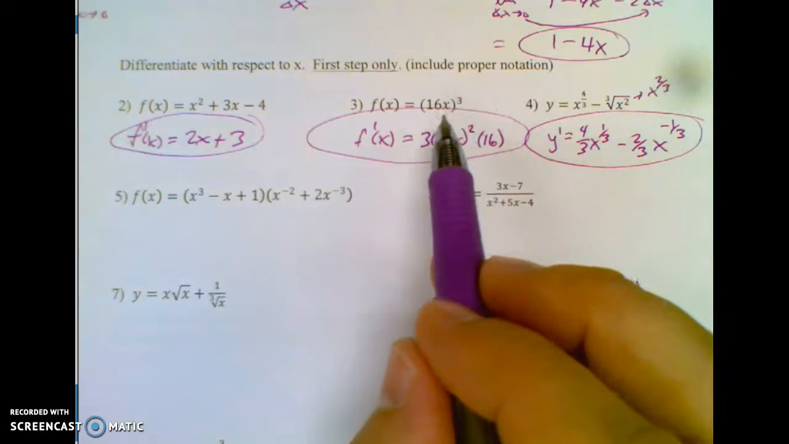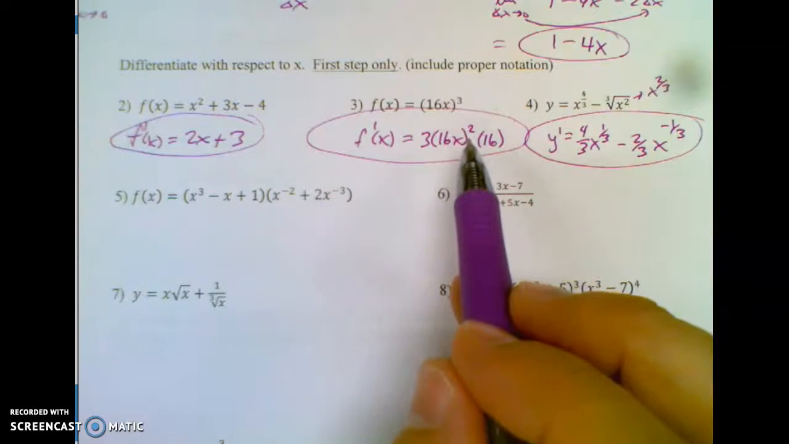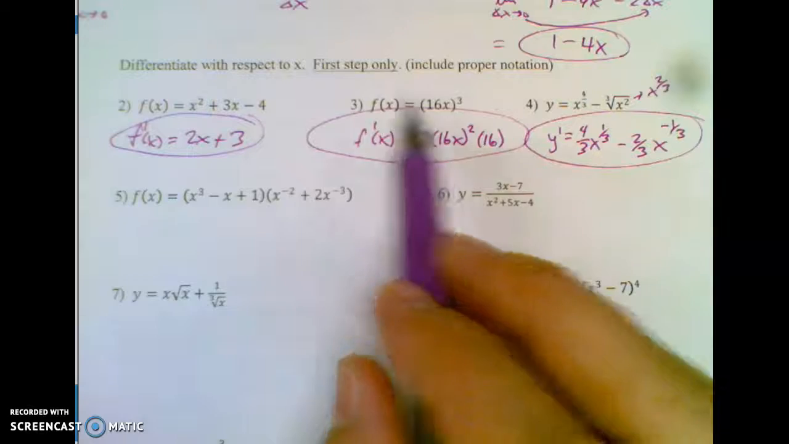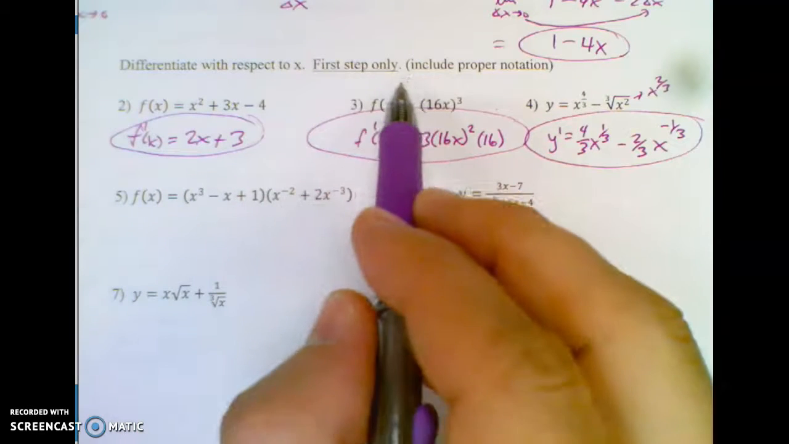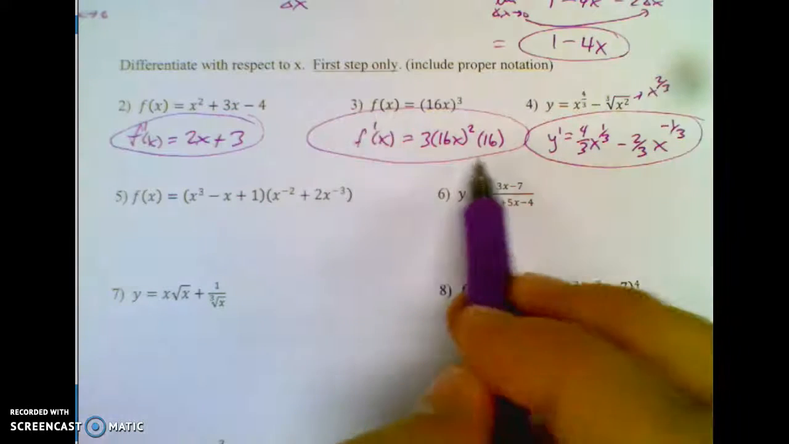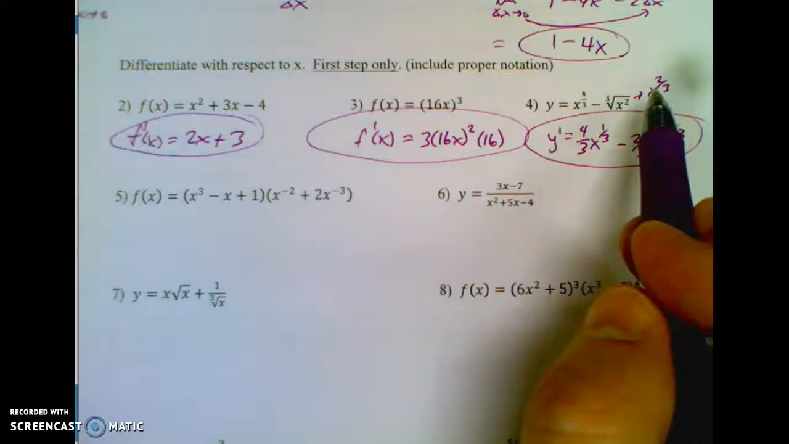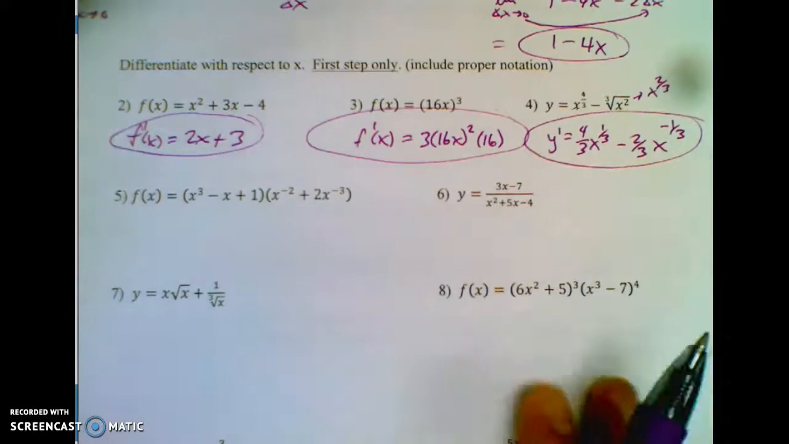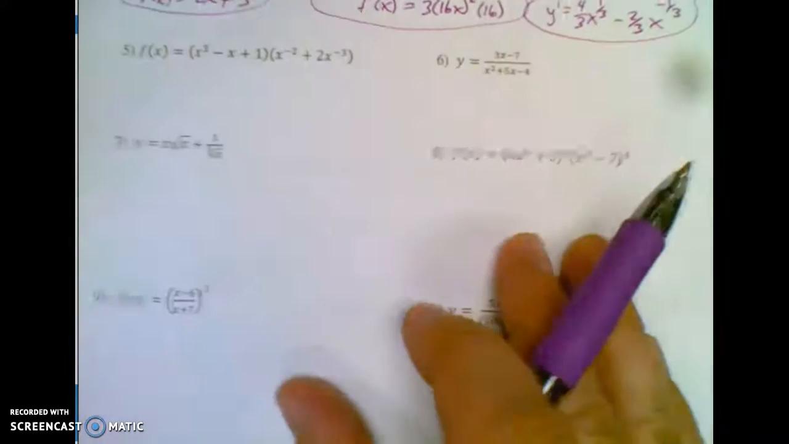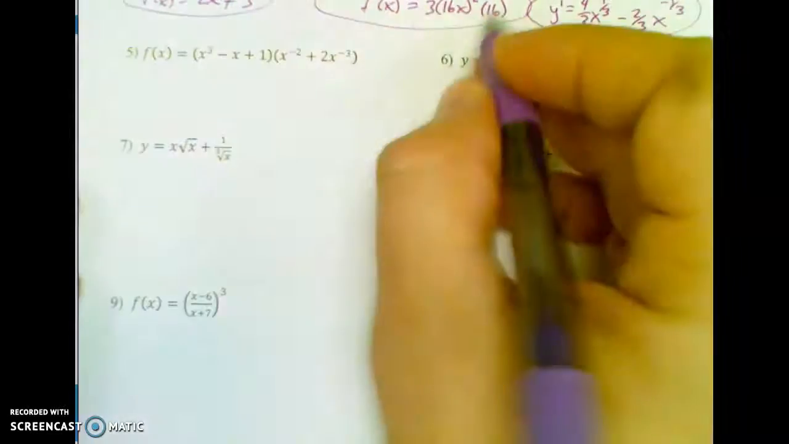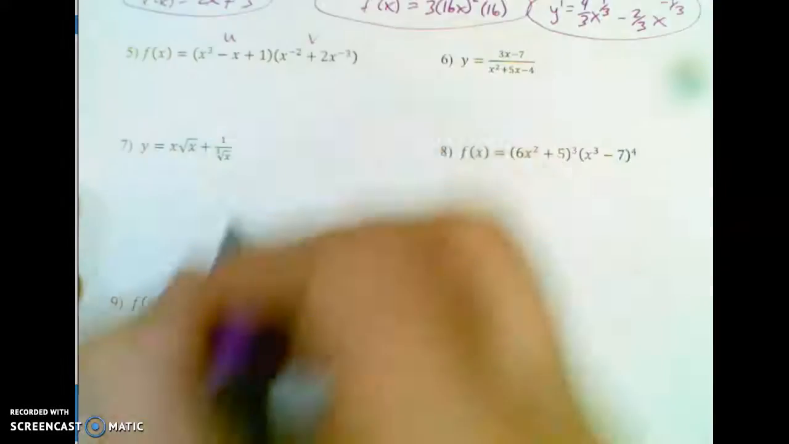This one you could have cubed it out if you wanted, and then gotten it. But it says first step only, just like your test will. So if I do ninja rule, really easy. Then this one, make sure you rewrite it before you do your derivative rules. All right, now to the interesting stuff. That was power rule, chain rule. This one's going to be a product rule.